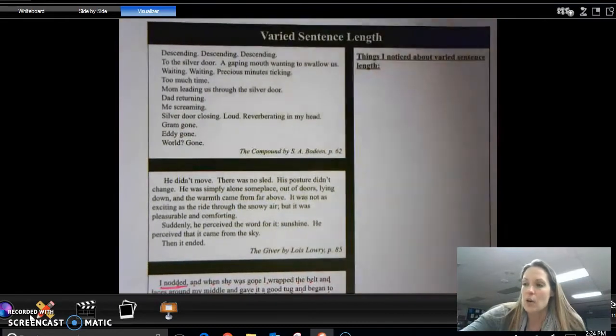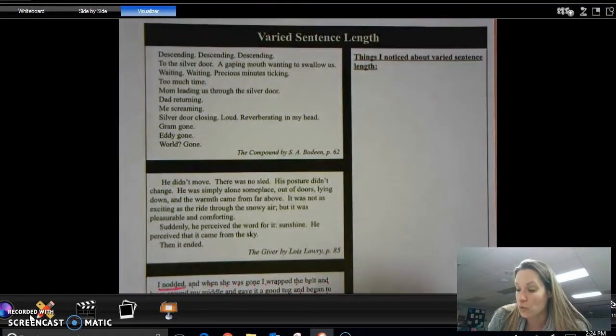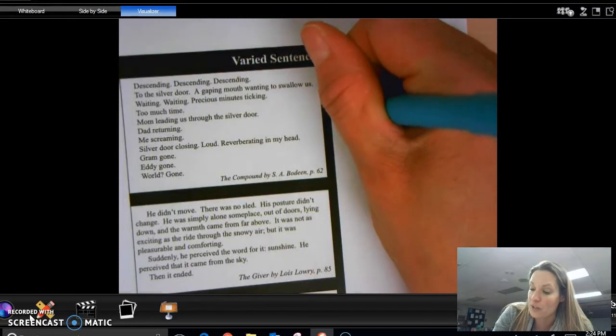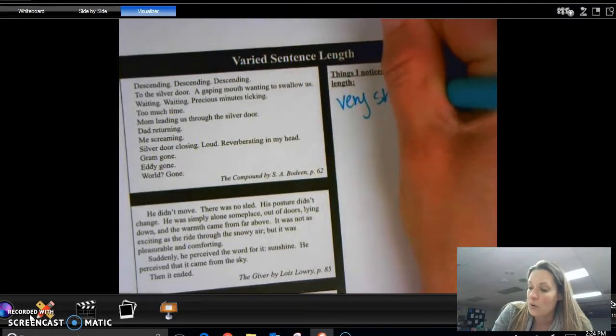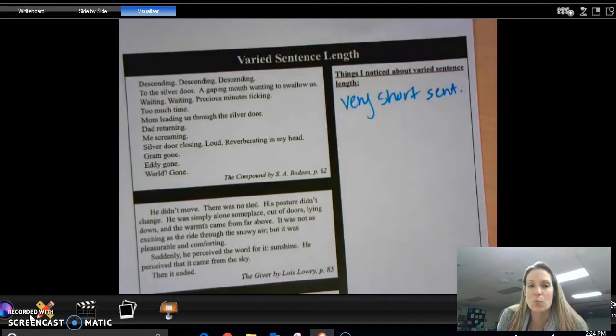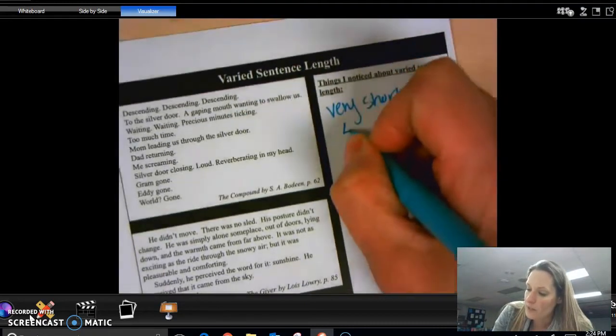Okay, so despite what the text is saying, what do we notice about the way the writer constructed the text? So first, of course, you're going to notice that the sentences are very short. What is the impact of very short sentences? Why would a writer use super short sentences? And take a look at this.